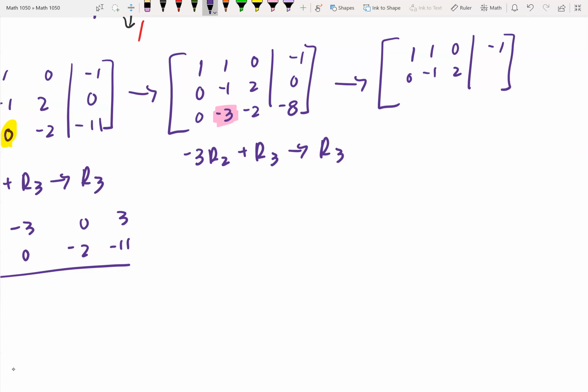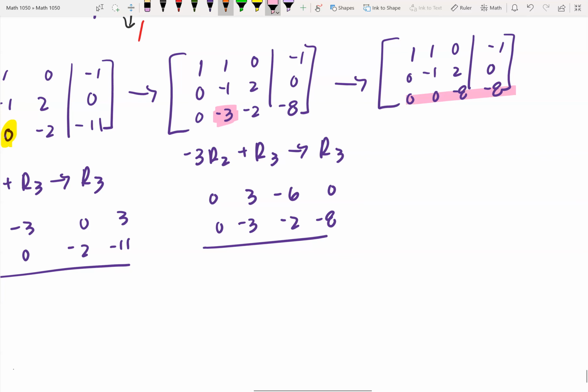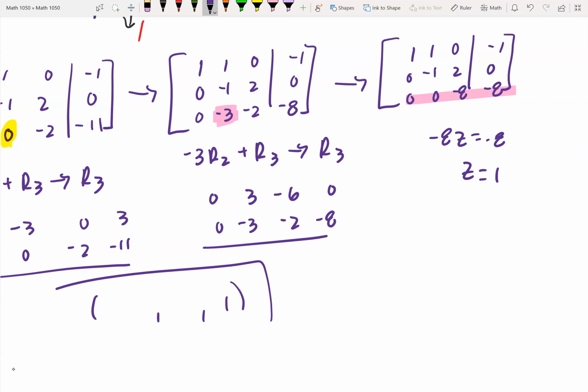Row 2 doesn't change. Multiply the middle row by -3 and I get 0, 3, -6, 0. Write row 3 underneath it. Add those together and I get 0, 0, -8, -8. That's all I have to do. Then I go here. That means -8z equals -8. So z is 1. Make sure you write your answer as an ordered triple.